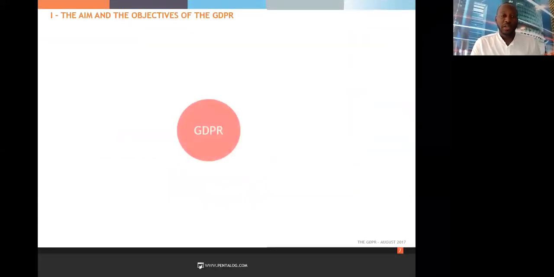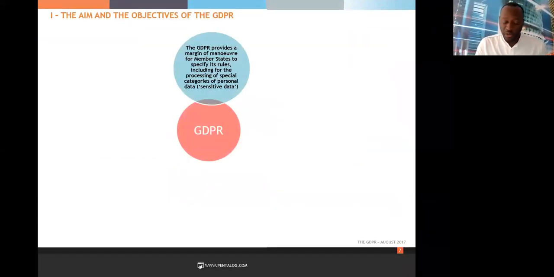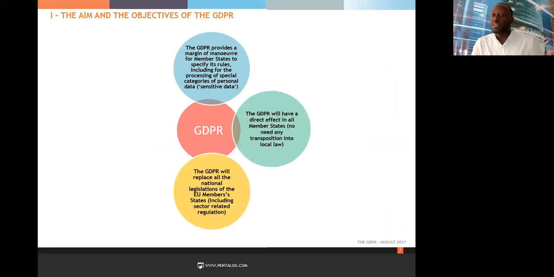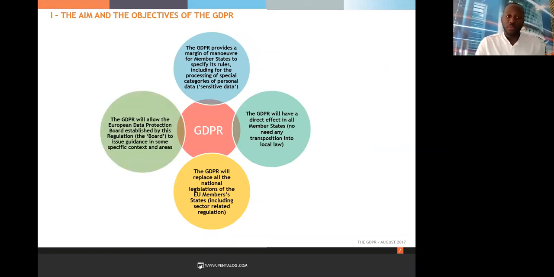And remember also that the GDPR will provide a margin of maneuver for member states to specify its rules, including the processing of special categories of personal data, such as sensitive data. The GDPR will have a direct effect in all member states. No need for any transposition law, as we did in 95 with the European Directive. The GDPR will replace all national legislation of the EU member states, including sector-related regulation. And then the GDPR will allow the European Data Protection Board, established by the GDPR, which we call the board, to issue guidance in some specific contexts and areas.